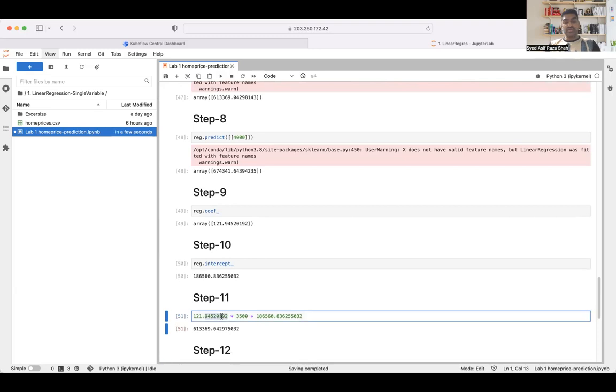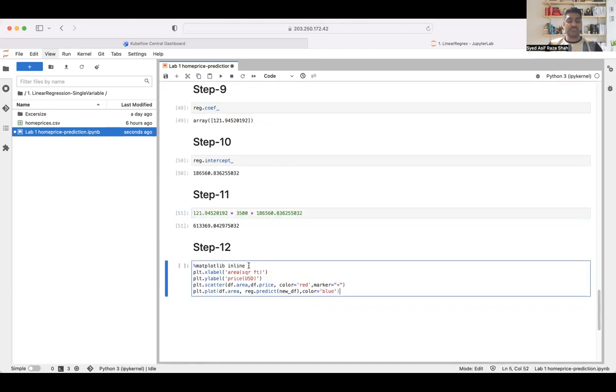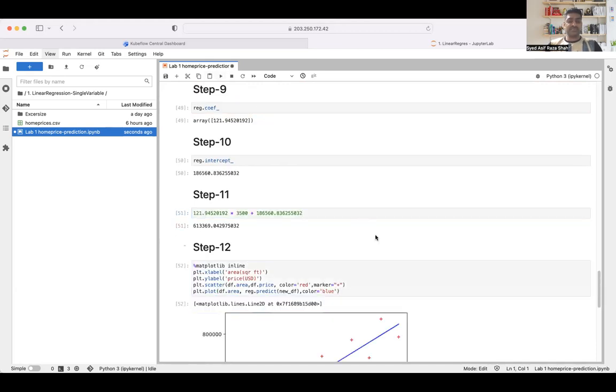So now we have the coefficient and we have the intercept. Using these, we can predict the price of any new home if we give the area of that home. And in the final step, if I have to draw the plot along with the blue line that I was discussing before with you, we can see here, hopefully, yeah.